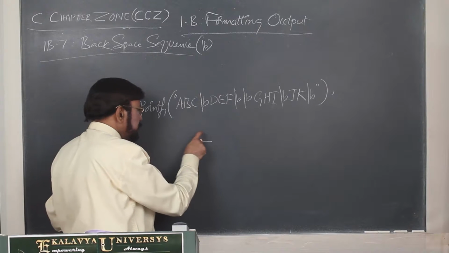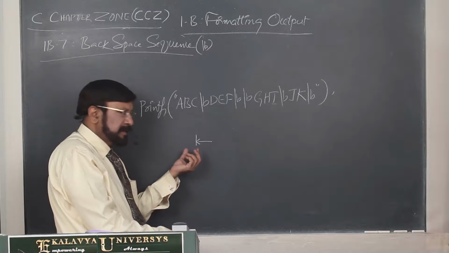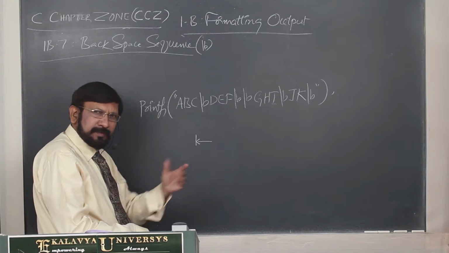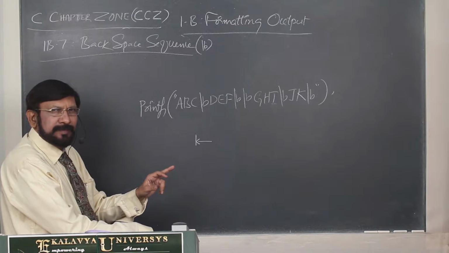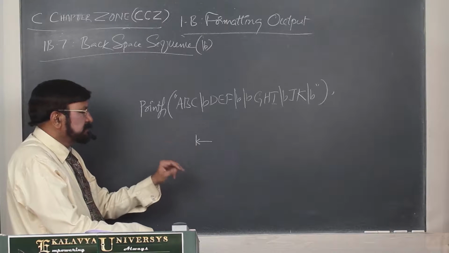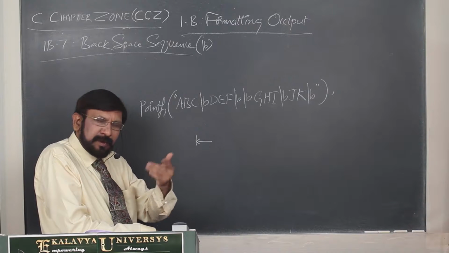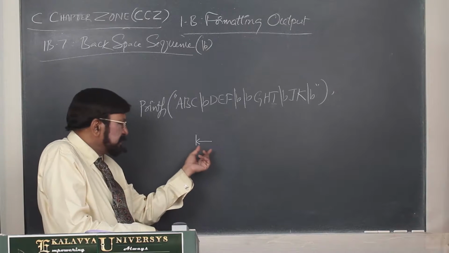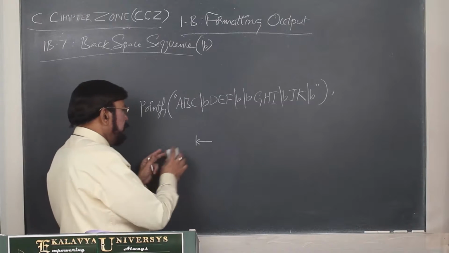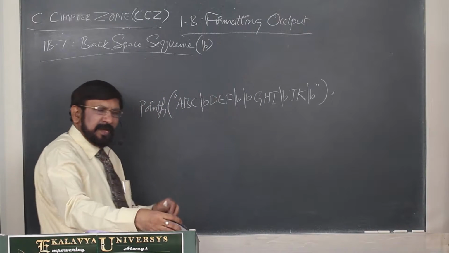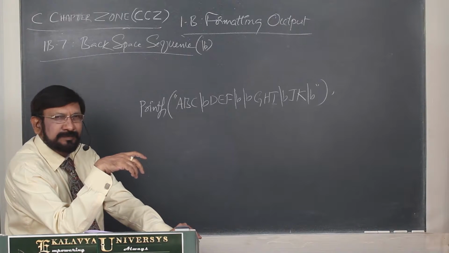Then it moves the cursor one space towards the back, that is number one, one space. And if any character is there, it is erased. The 2 points you have to remember: one space towards left, and if any character is existing there, then it is erased. It acts like a backspace key on our keyboard.